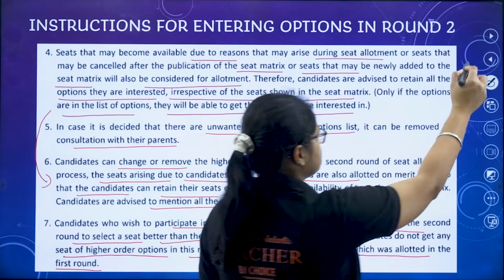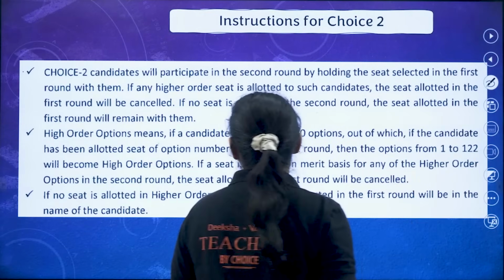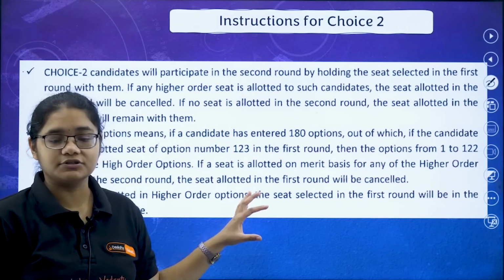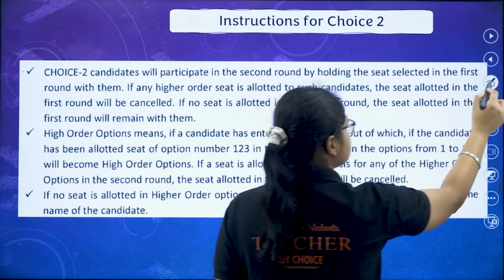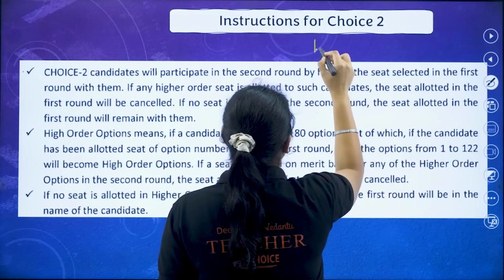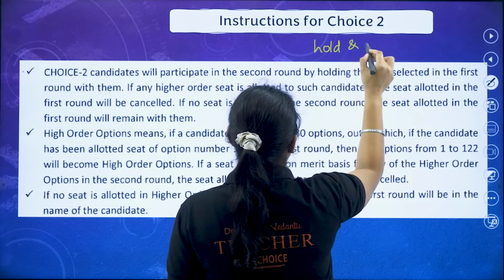So these are some basic instructions that we already know. Now we will talk about the special instructions for students who have selected choice 2. Choice 2 means, what is it? Choice 2 is hold and upgrade.